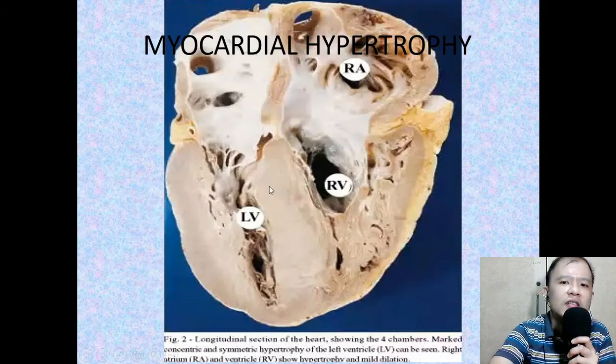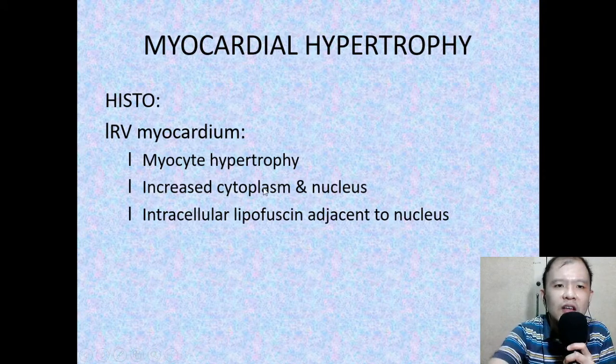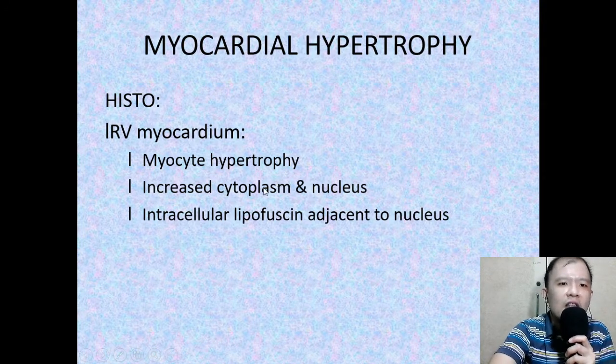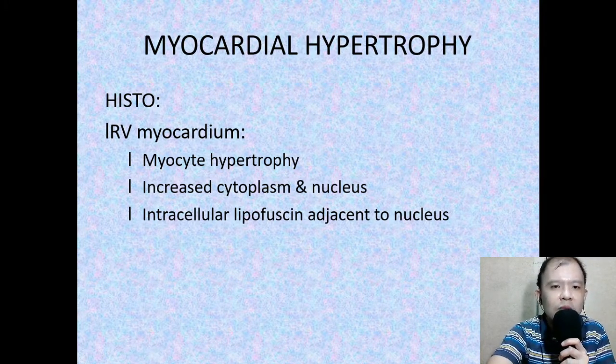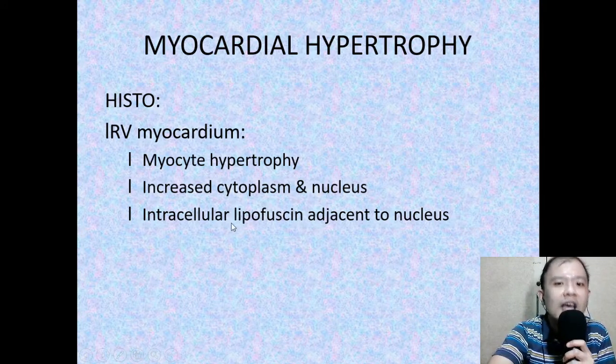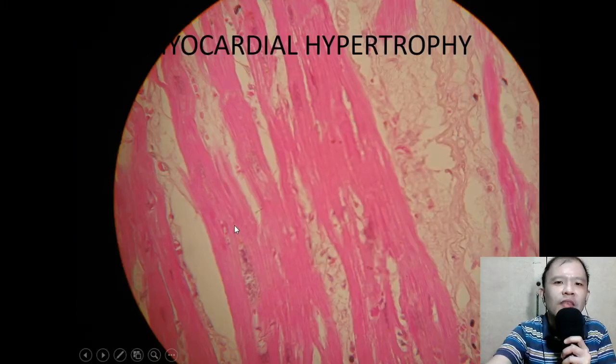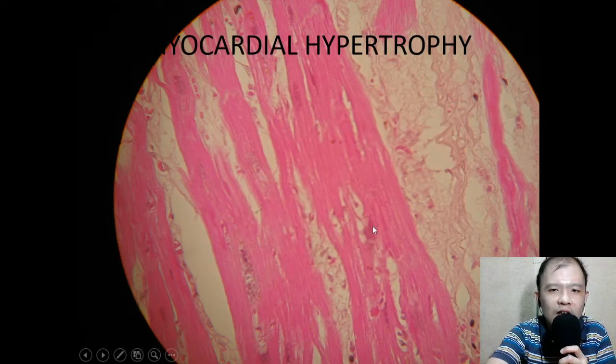Histologically, the right ventricle myocardium has hypertrophied myocytes, increased cytoplasm and nucleus, and you see intracellular lipofuscin adjacent to the nucleus. What is the indication of this lipofuscin? It indicates aging.